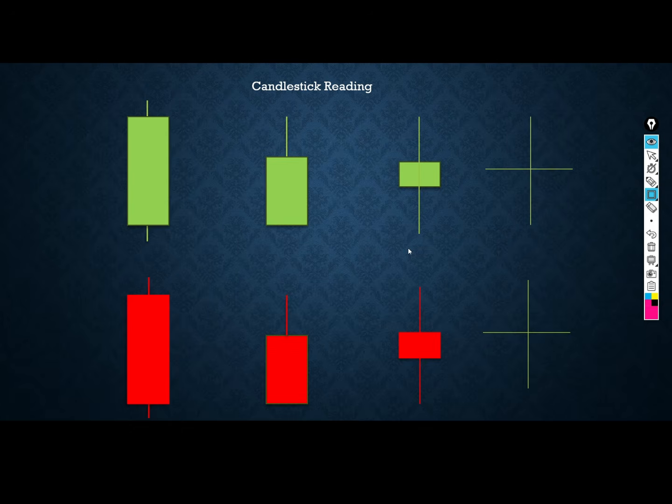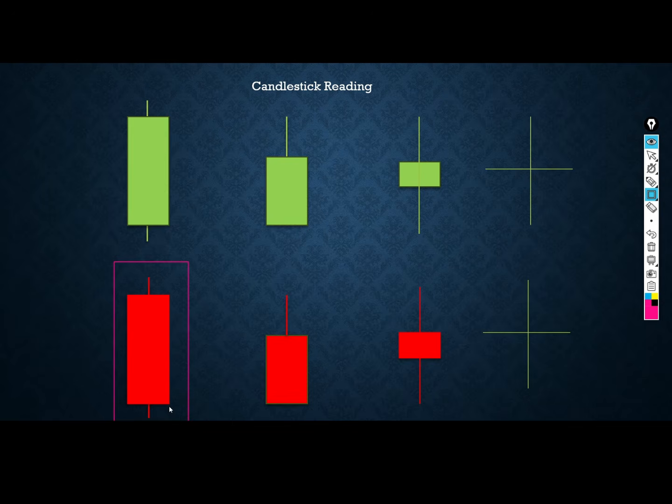Doji candle. The opening and closing price are almost the same. Buyers tried to move the price higher, sellers pushed it lower. Finally, neither side won. This candle represents complete indecision. It tells traders to wait for confirmation before making any trading decision.